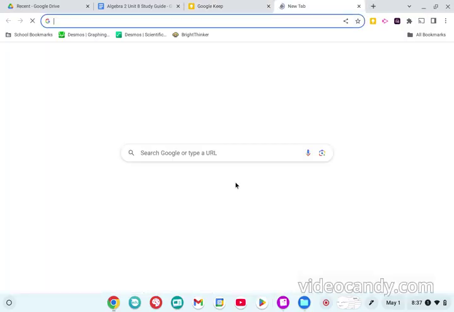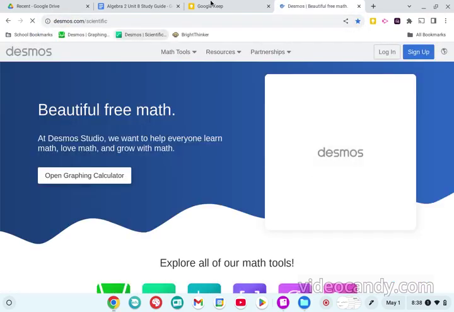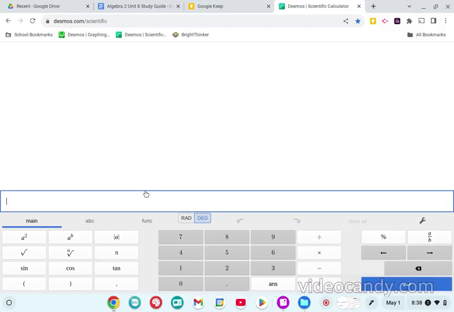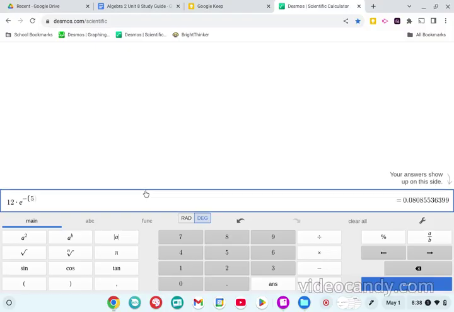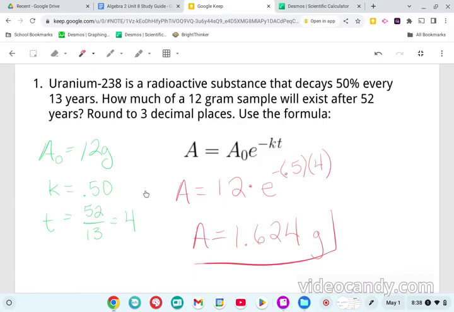So over here, let's get a calculator open. We'll just use the scientific calculator today. We're going to type in all these values. 12 times e raised to the negative 0.5 times 4. So we can see we have 1.62. I think it says to round to 3 decimal places. So 1.624 is how many grams there will be at the end of the 52-year period. So that's that first problem right there.